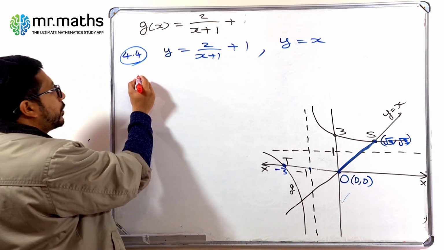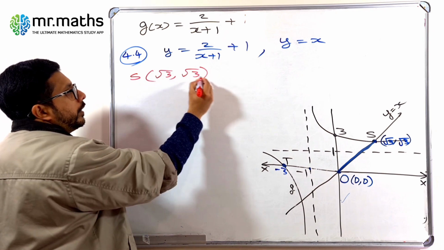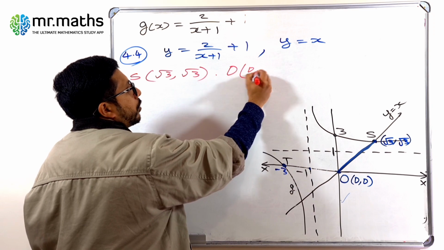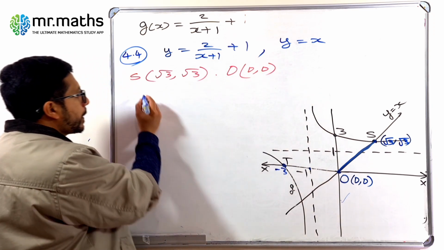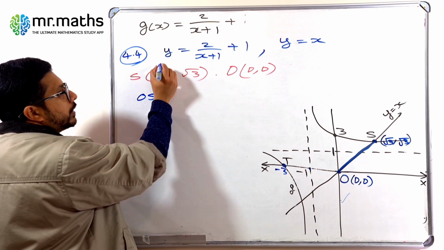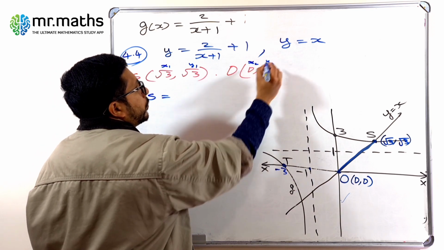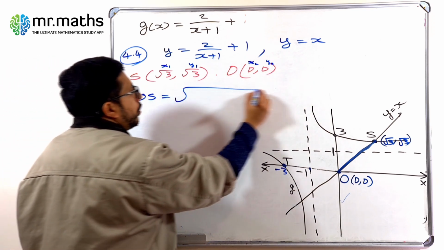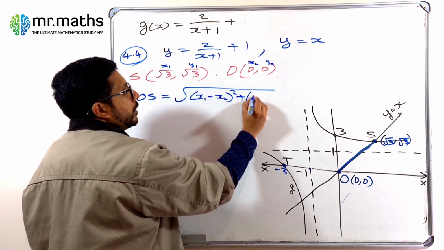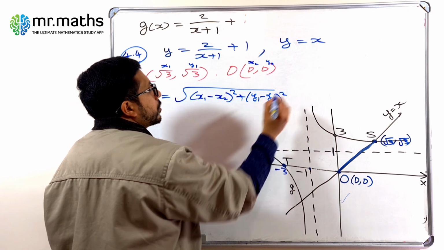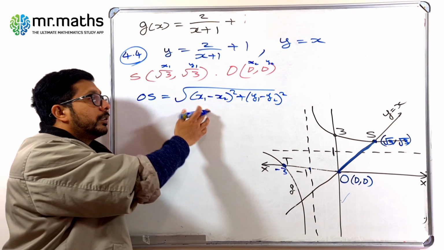Okay, so let me write once more. S is root 3 comma root 3 and O is 0 comma 0. So we have to find the length of OS. Am I right? Okay, so OS is equal to, this is x1 y1, this is x2 y2. So what is that one? Root of, let me write the formula first, x1 minus x2 the whole square plus y1 minus y2 the whole square. Okay, so guys, just to follow the same pattern, that's why I'm writing all of this.